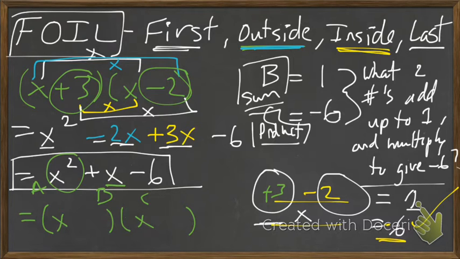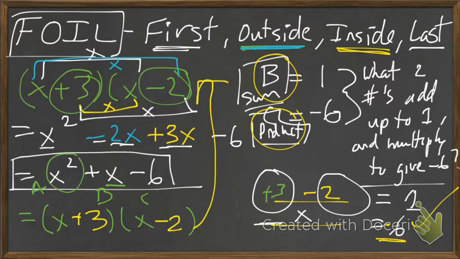But bottom line is, our b value needs to be a sum, and our c value needs to be a product, or multiplied together to get that answer. So right here, this is going to be x plus 3 and x minus 2, which is what we had to begin with. Okay.